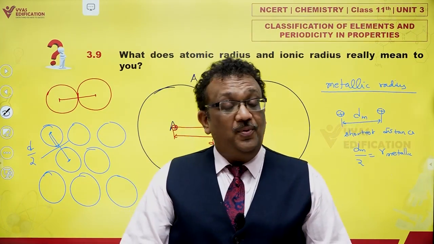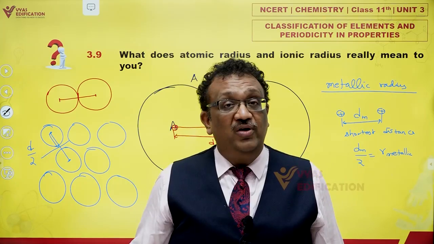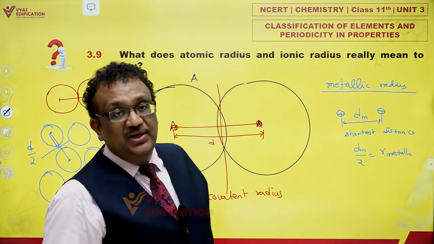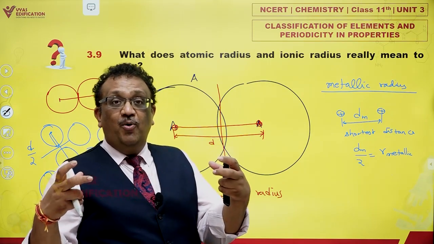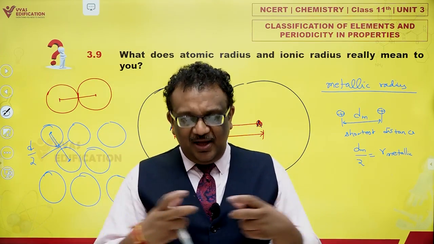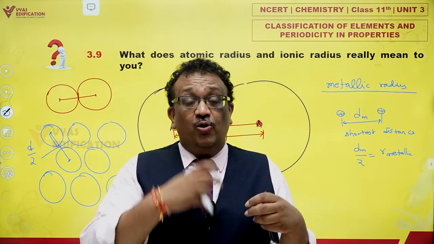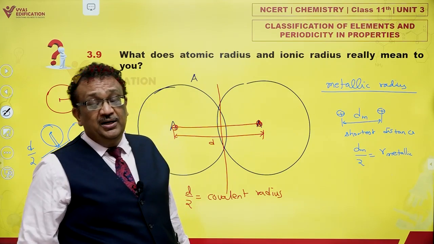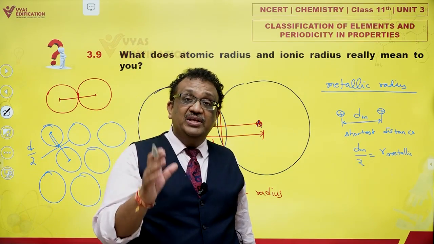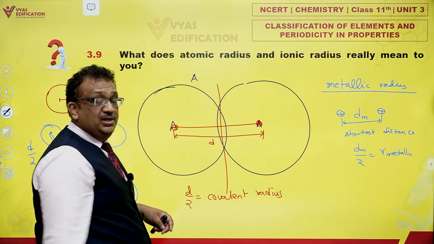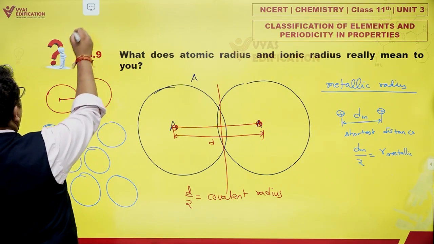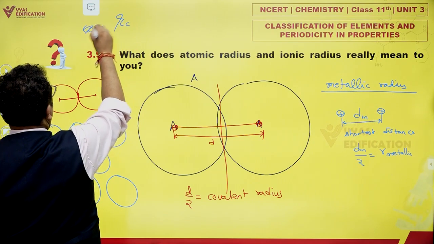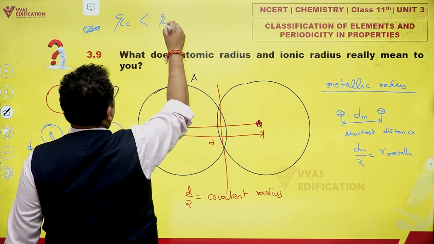This is what atomic radius means to us. Is there a possible relation or order of covalent, metallic and Van der Waals radius? Yes. In a covalent bond, attraction is really strong. The shared electron cloud is in between 2 atoms, attraction is strong, and that is why covalent radius is always less, because atoms are much closer together.